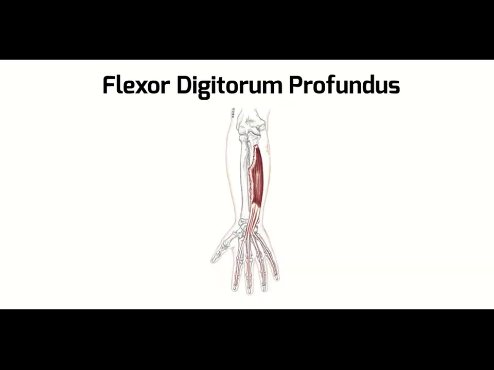Flexor Digitorum Profundus is the smaller of the two flexors, but this is where the flexor tendons run all the way to the distal phalanx, so it helps to cause flexion at the distal interphalangeal joint as well.